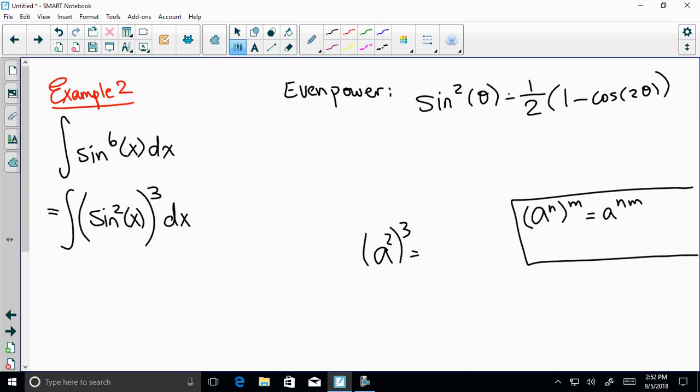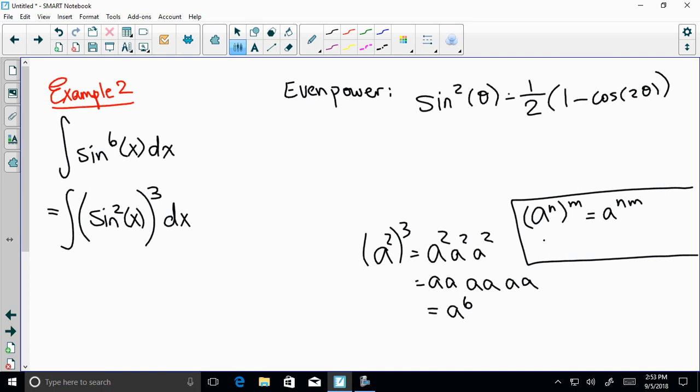So if I've got a squared, then cubed, what does this mean? This means write a squared how many times? 3 times, right? So this is a squared, right? And what does a squared mean? It means write a how many times? 2 times. So this is like a times a times a times a. So how many a's do I have now? 6. So that's a to the 6. Right. This is just algebra. A lot of you had problems with this on the homework. That's why I'm doing it.